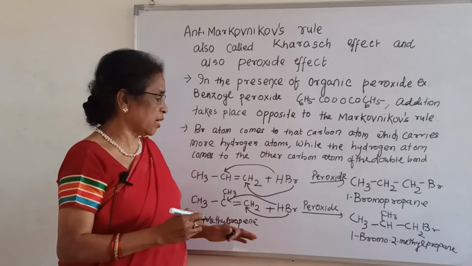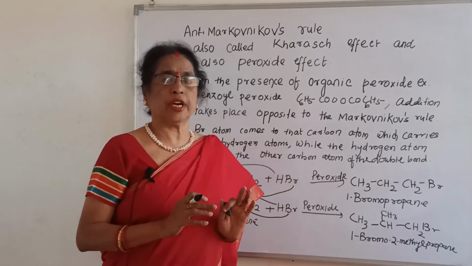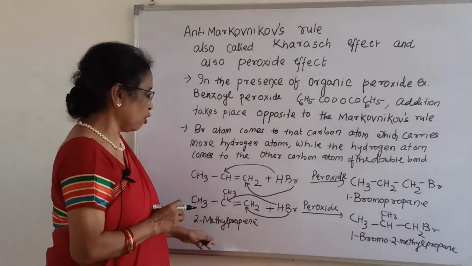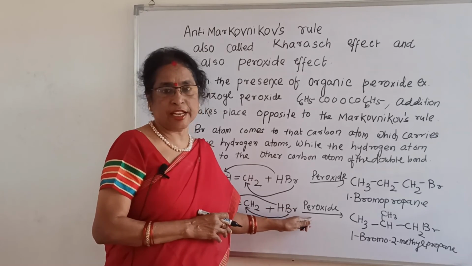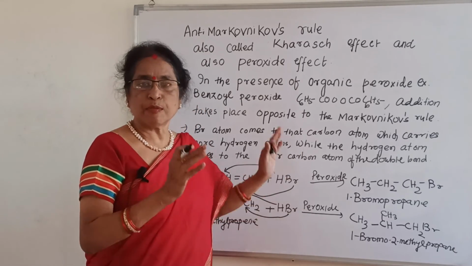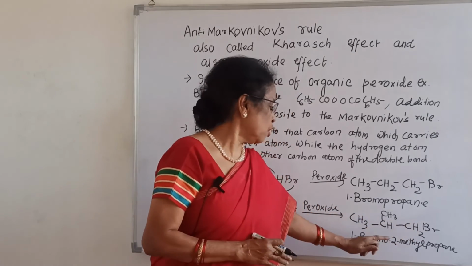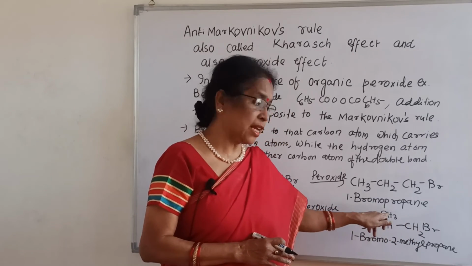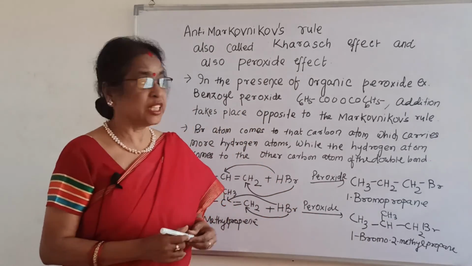So what is the product? CH3-CH(CH3)-CH2Br. That means it will follow anti-Markovnikov's rule, because you are adding peroxide. What is that peroxide? Benzoyl peroxide. So the product is 1-bromo-2-methylpropane. I hope it is clear.